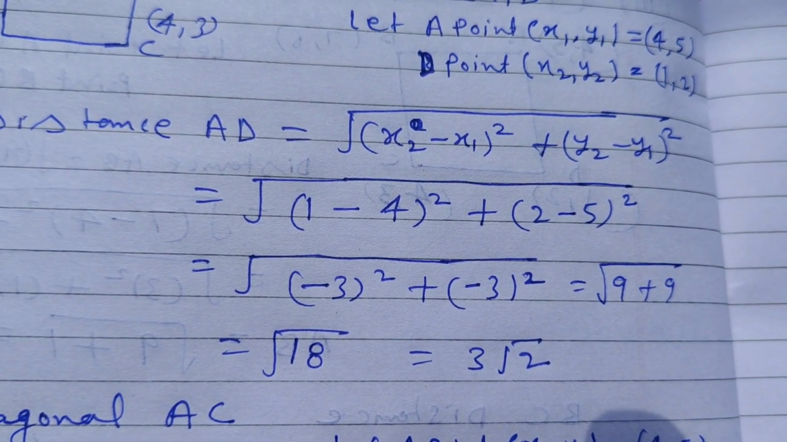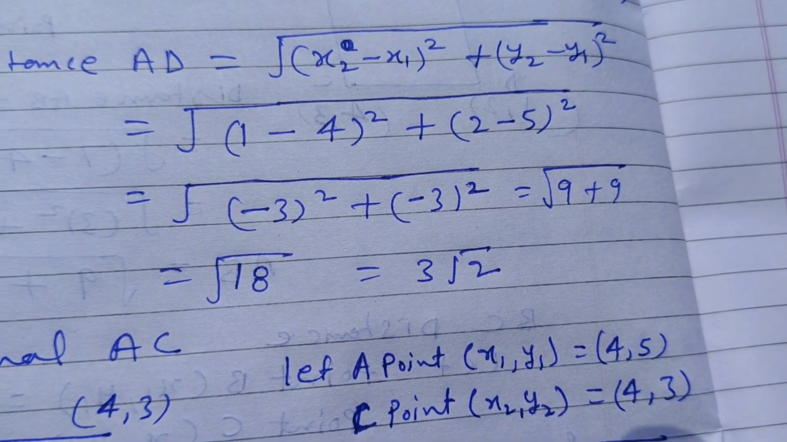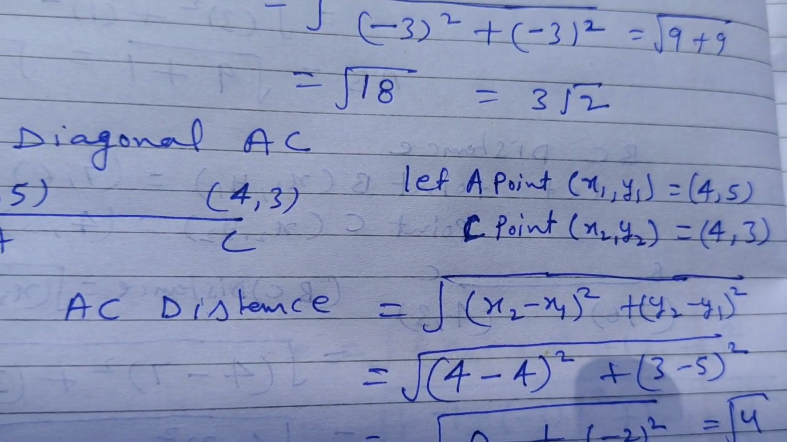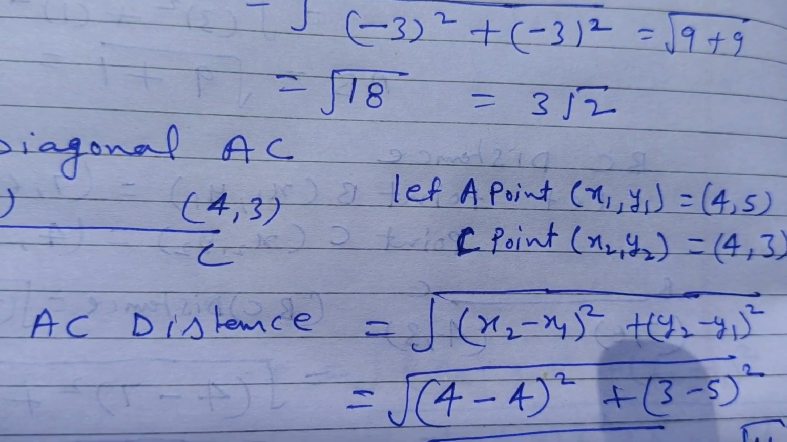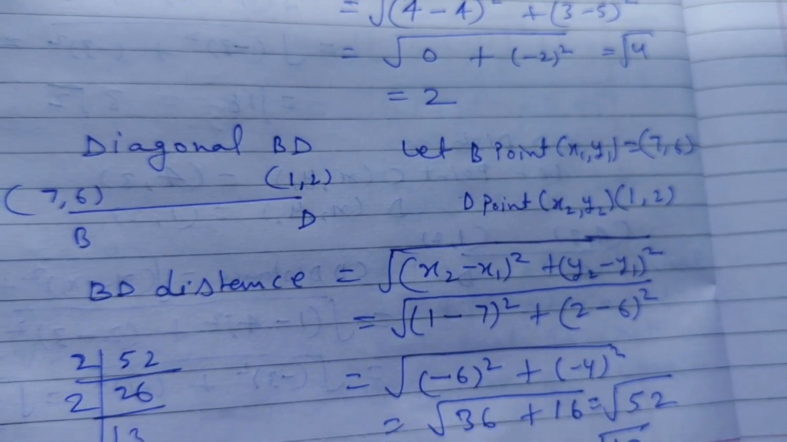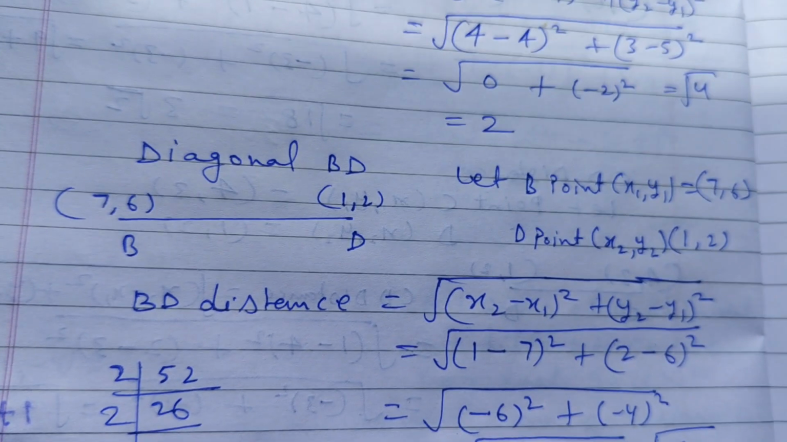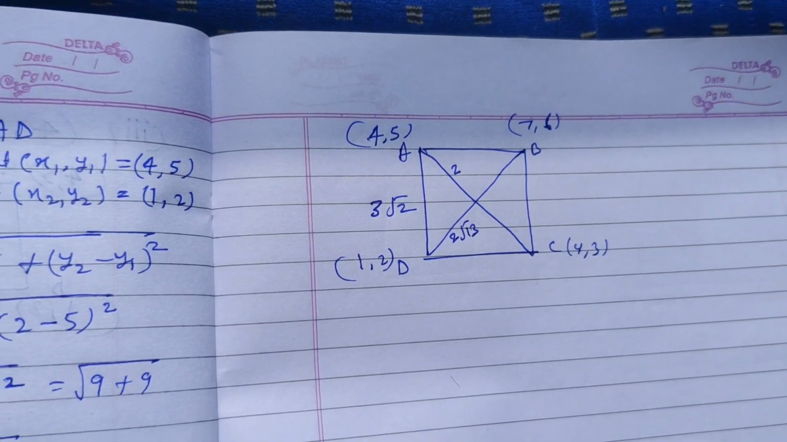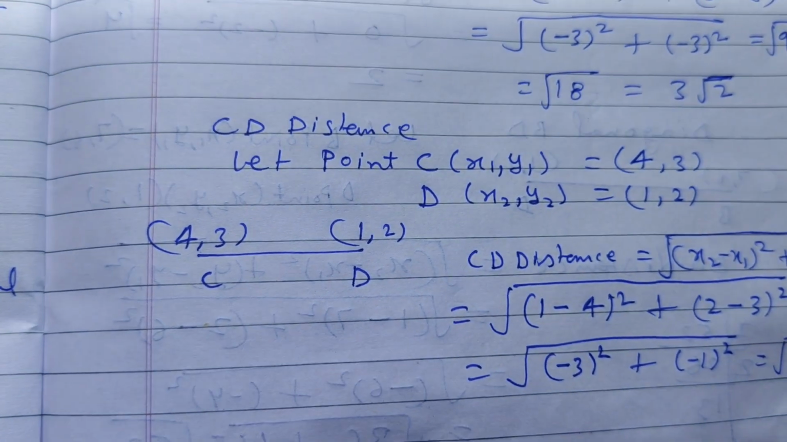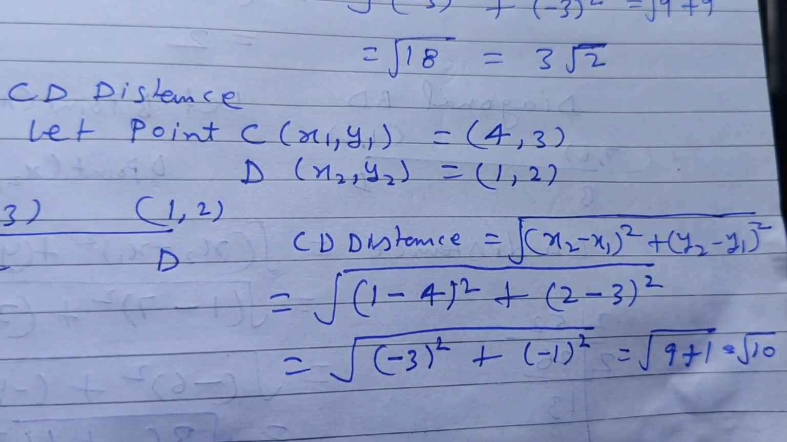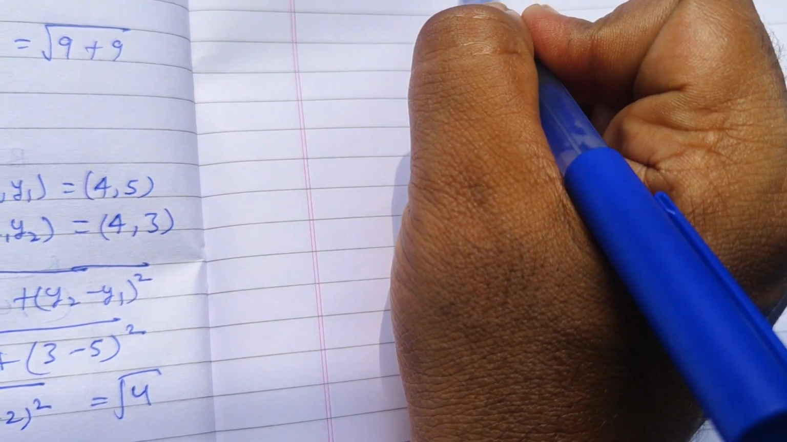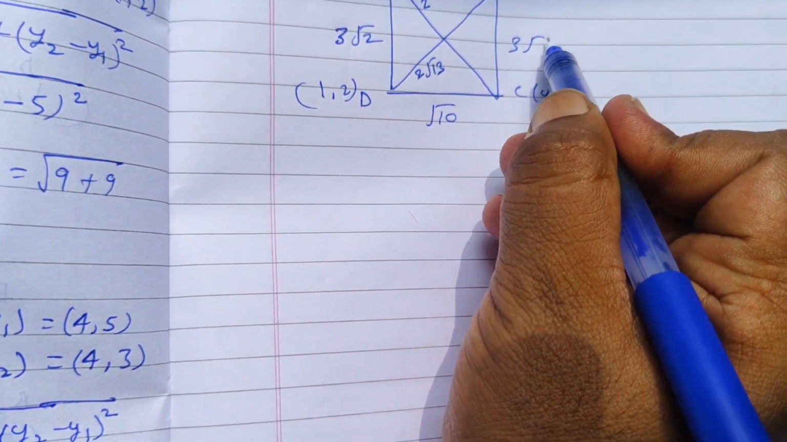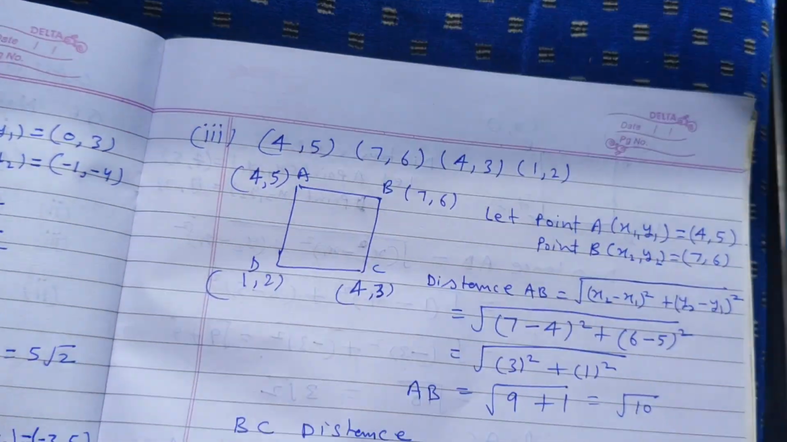So we have found all the lengths here: AD is 3 root 2, AC length is 2, and BD length is 2 root 13, and CD is root 10, and BC is 3 root 2, and AB is root 10.